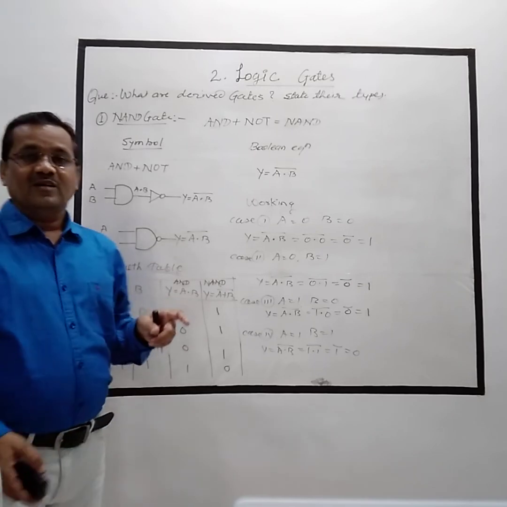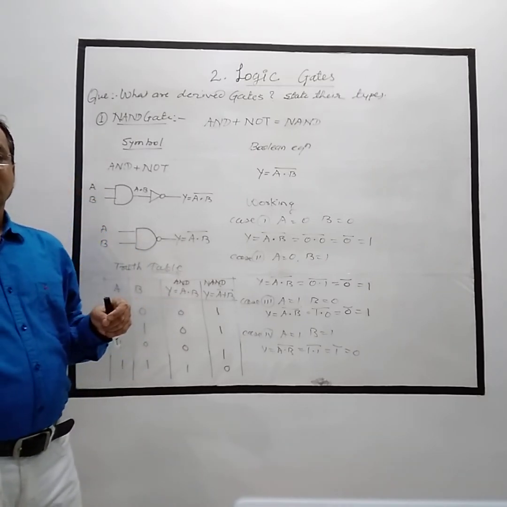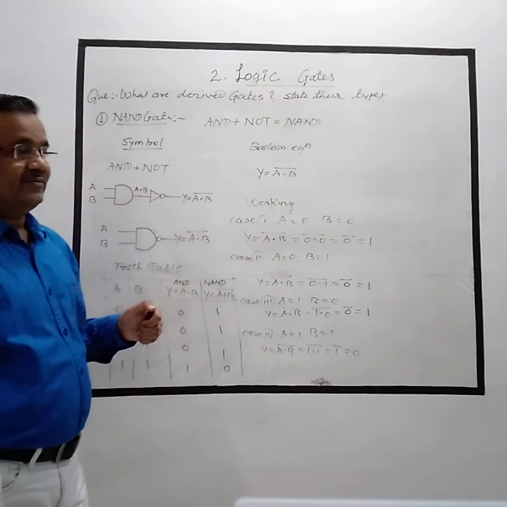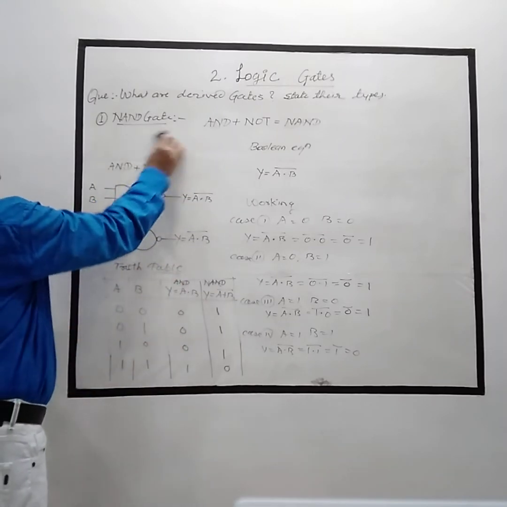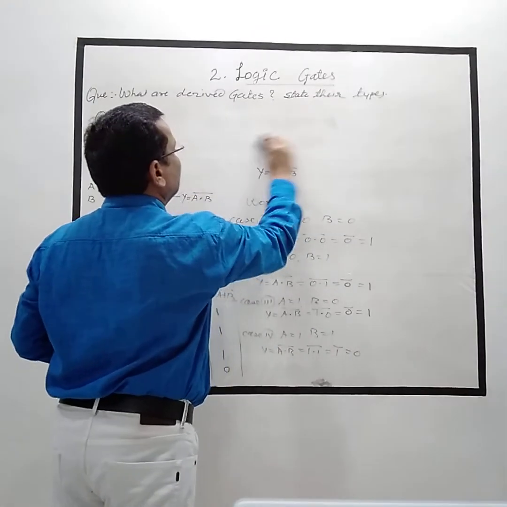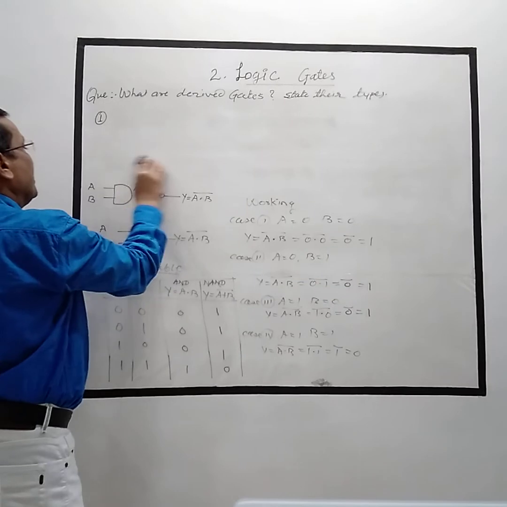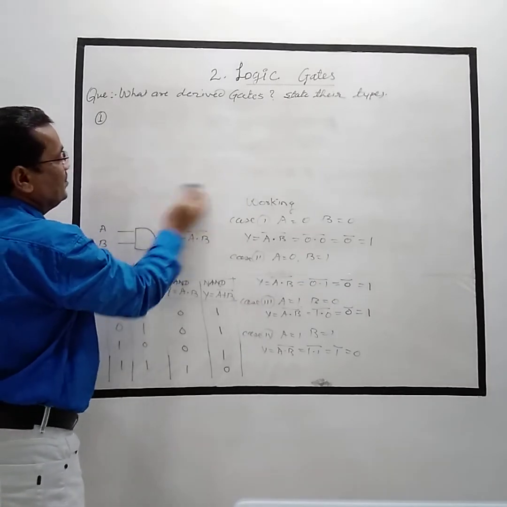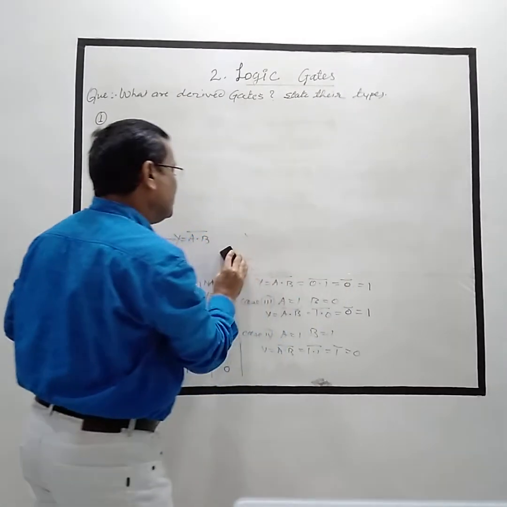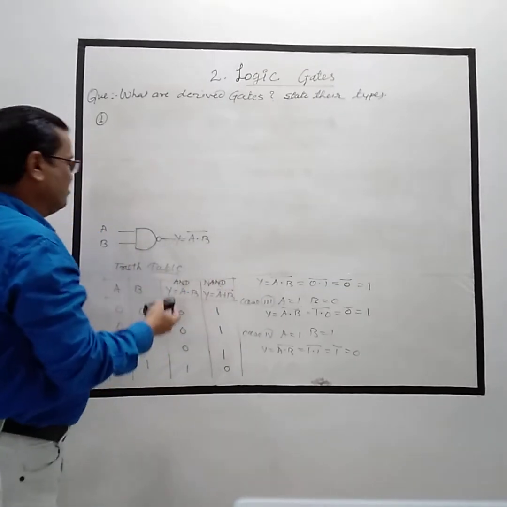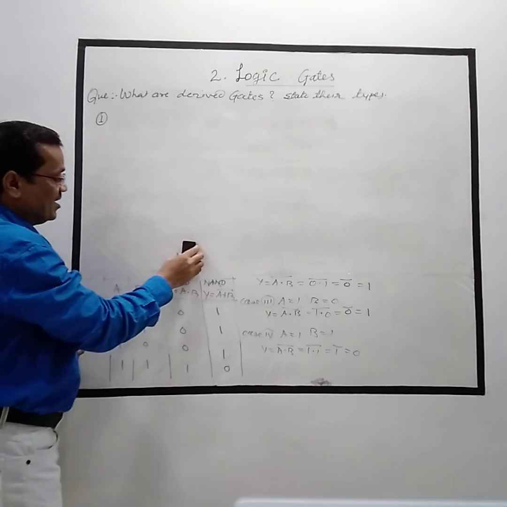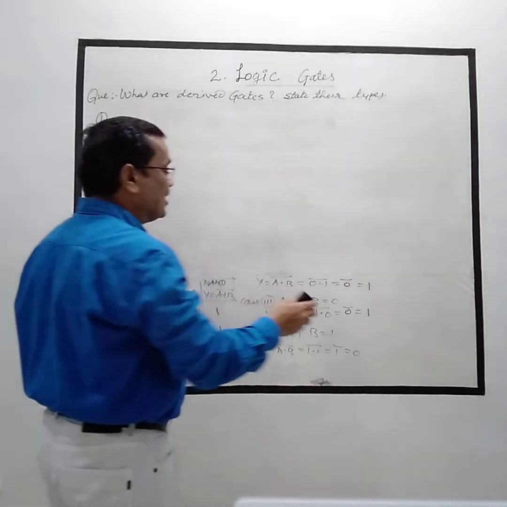The third gate, which is very important, is the XOR gate and XNOR gate. We will discuss these gates separately. Exclusive OR gate. It is nothing but an OR gate, but it excludes certain conditions. It omits certain conditions and accepts certain conditions.